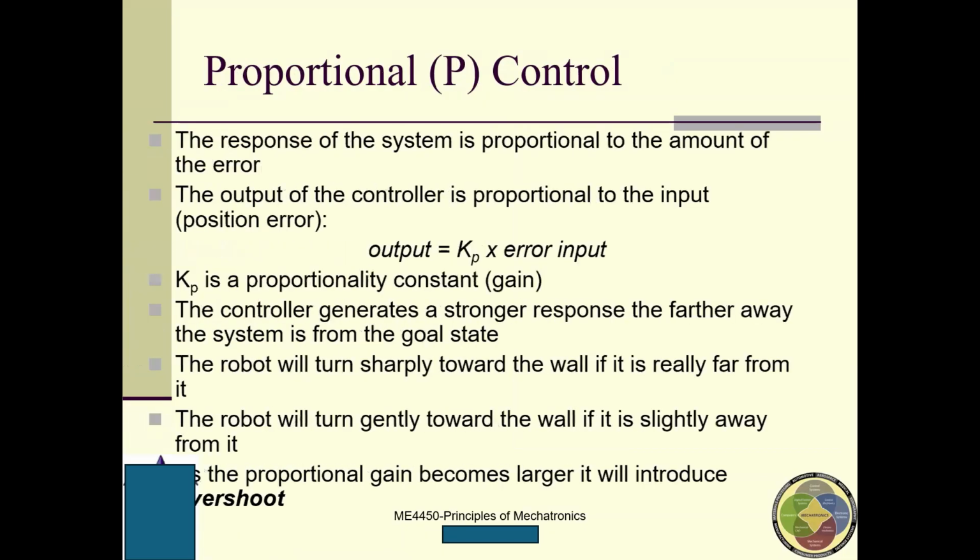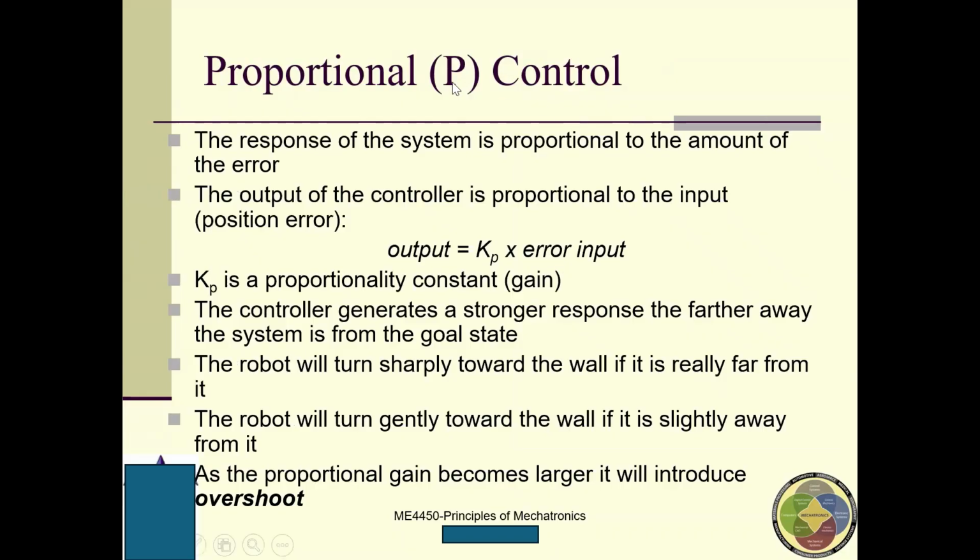A proportional control, and the proportional control, as the name suggests, means that the output is proportional to the error input. The error input is actually the difference between the target and the actual position. This error input is multiplied by Kp, and Kp is a proportionality constant. So you can see, as the name suggests, the output is proportional to the error input. People use this to control the system. So this is a proportional control.